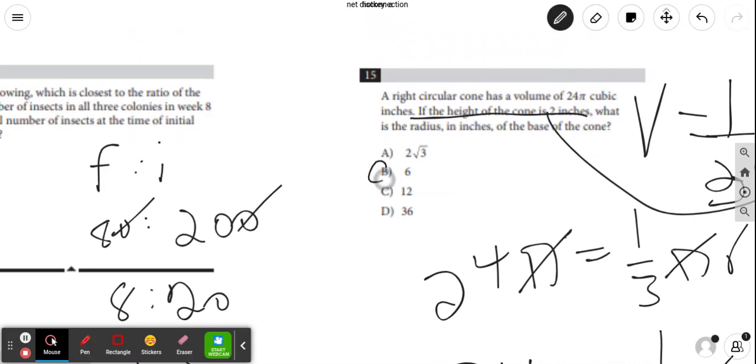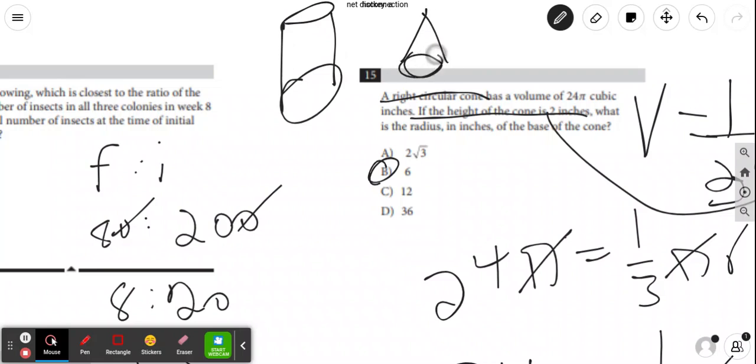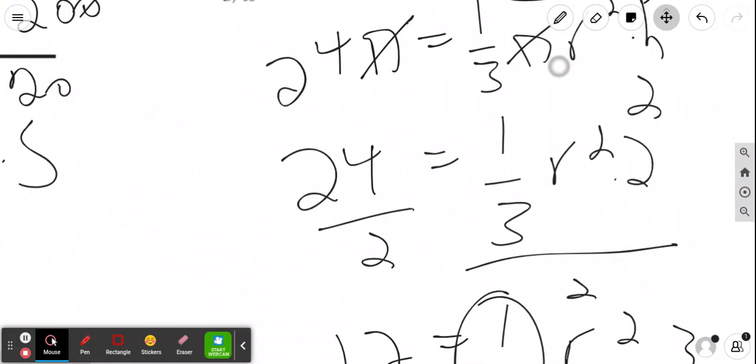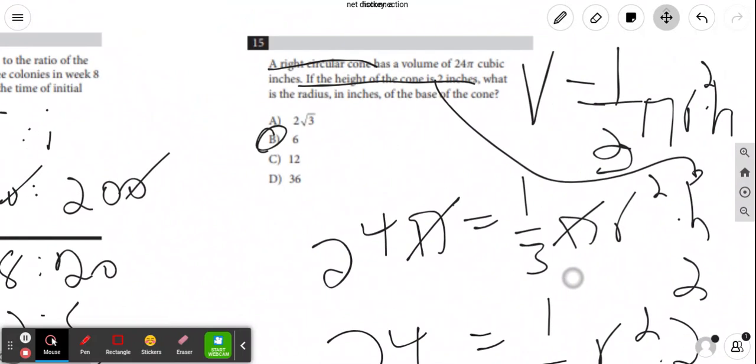You've got to be careful on this one. It's a right circular cone, not a right circular cylinder. Here's the cylinder, and then here's a cone. Forgive my abysmal drawing. That's a cone. Let me draw you a little bit better cylinder. There's a better cylinder. So cone, cylinder. You get the point.